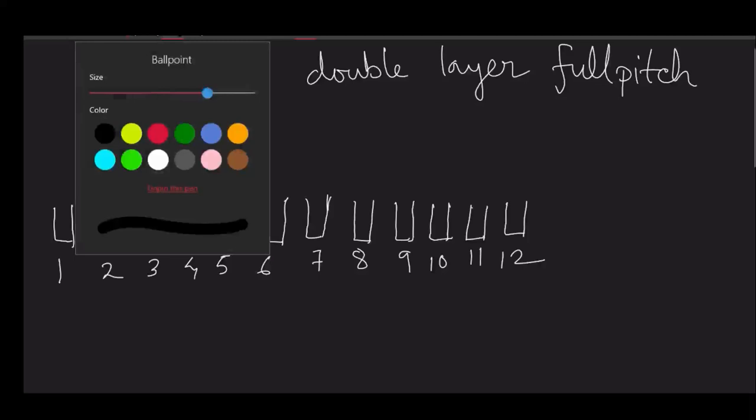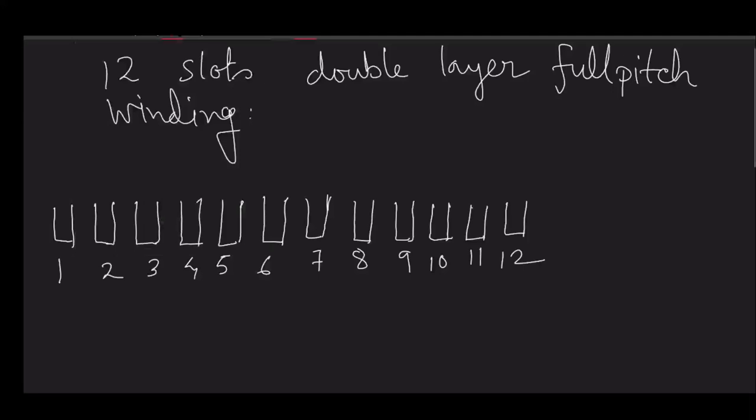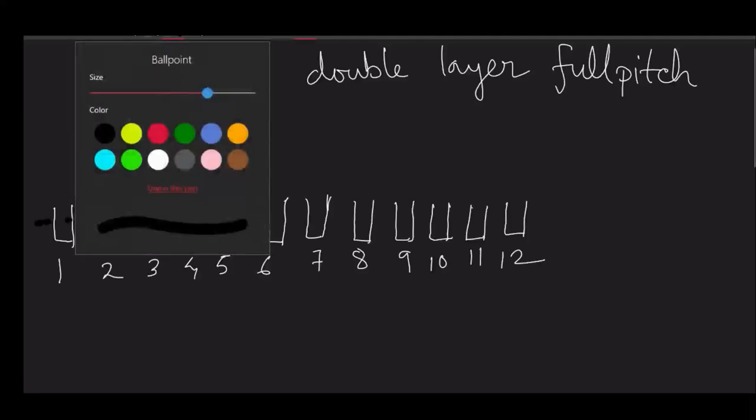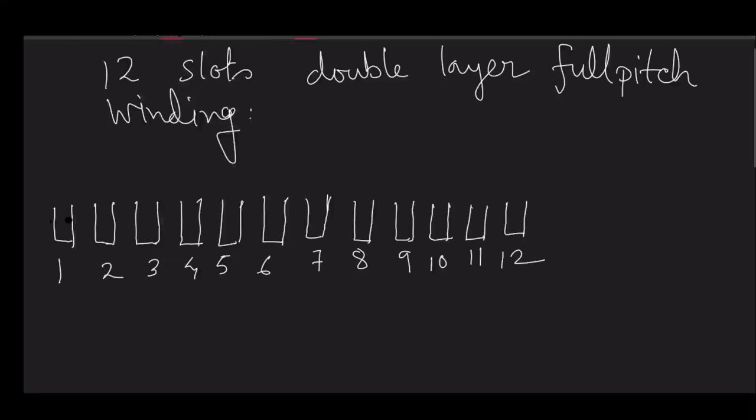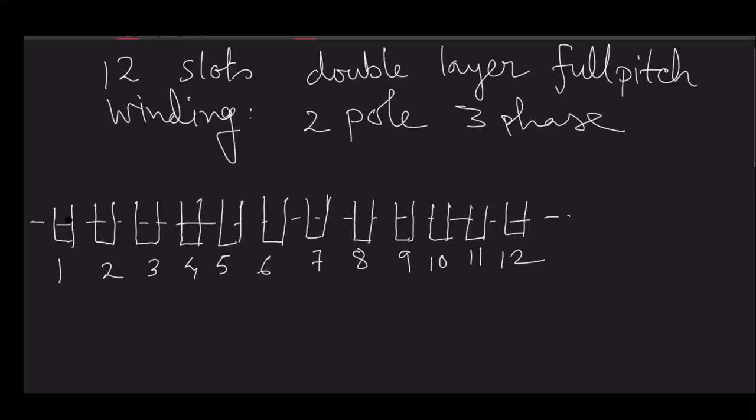Now let us use a different color. Say we use A with red color. We can divide these coil sides in two layers. This is the upper layer, and we can also have a bottom layer. So the idea is that here we have 12 slots, double layer, full pitch winding for a 2-pole, 3-phase configuration. You can calculate the number of slots per pole: clearly that will be 12 by 2, that is 6. So this side will form one pole, and this side will be under another pole.